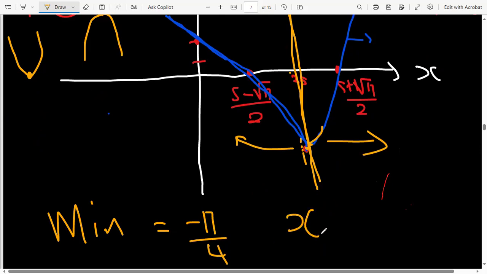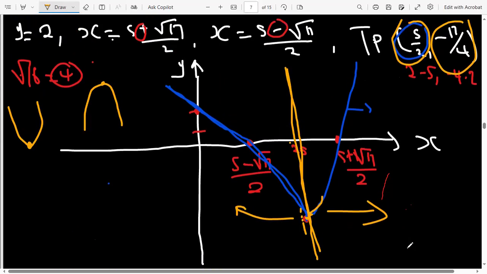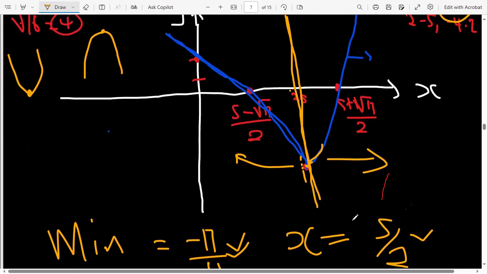This is the minimum value. And then we said the line of symmetry is just the x coordinate of the turning point, which was 5 over 2. So that's how you sketch using completing the square, and you're also required to find the minimum or the maximum and the line of symmetry. All right, any questions there?